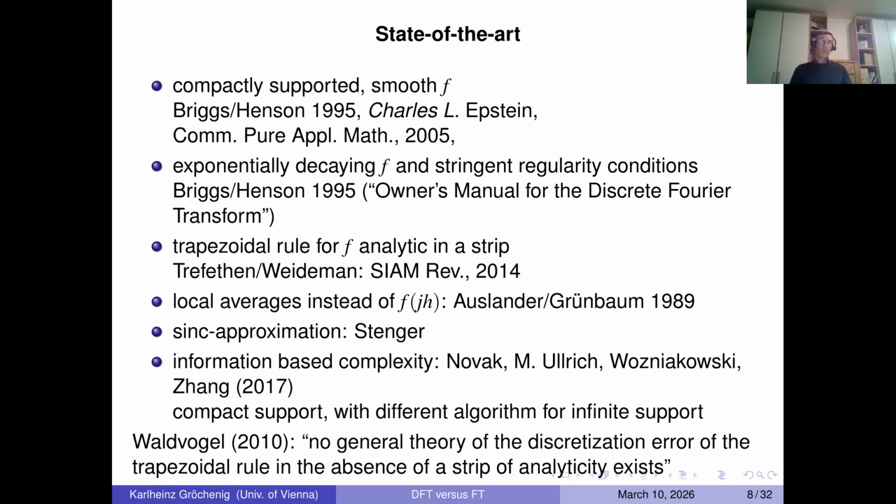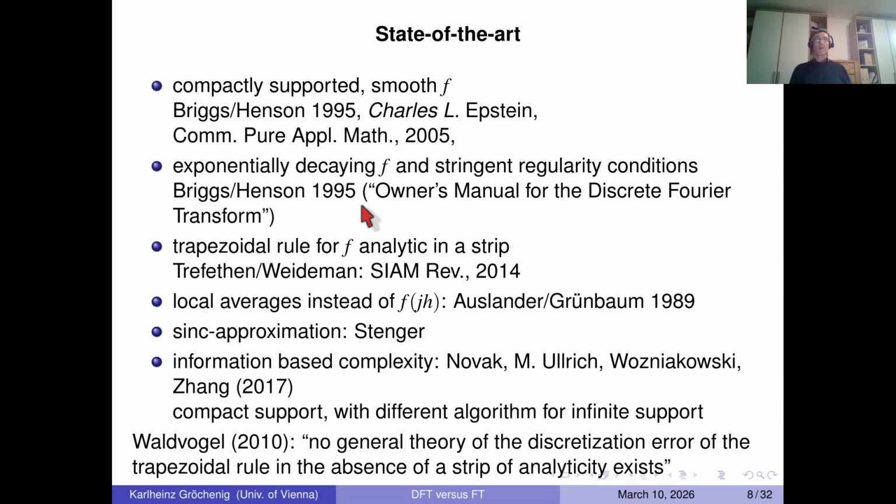There is some work being done, but surprisingly little. There are two classes of functions where there are earlier results. For compactly supported functions with some smoothness, that goes to Briggs and Henson, 95, and to Charles Epstein, and I've emphasized the first name just so there is no confusion. In a high-profile paper in Communications on Pure and Applied Mathematics, there are some error estimates for exponentially decaying functions, but with very stringent boundary conditions.